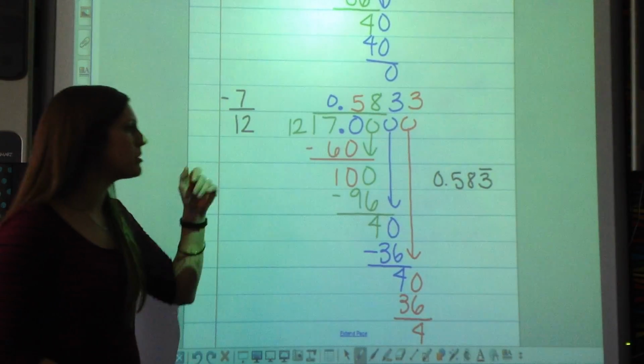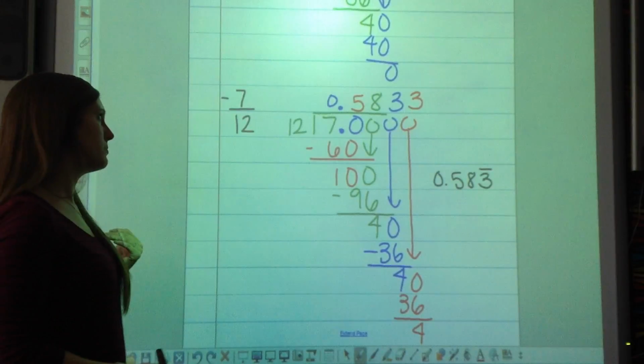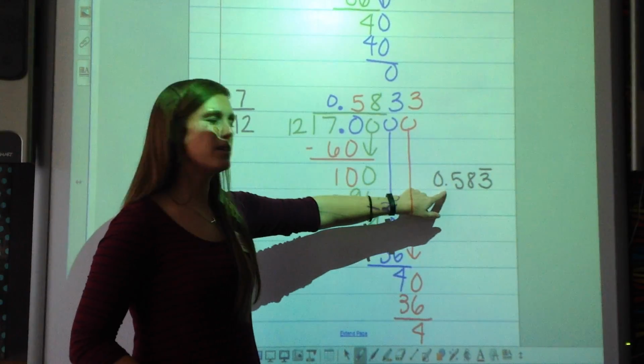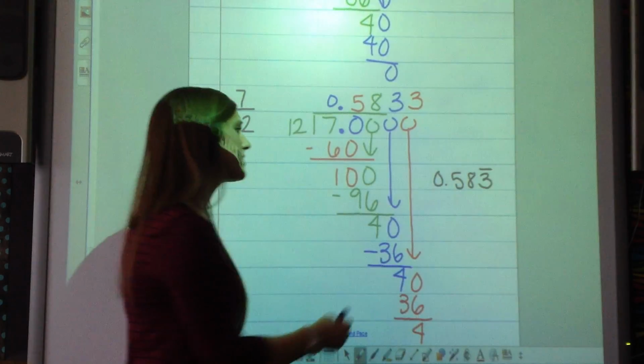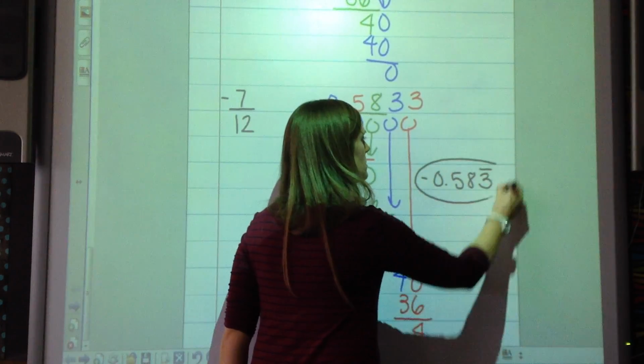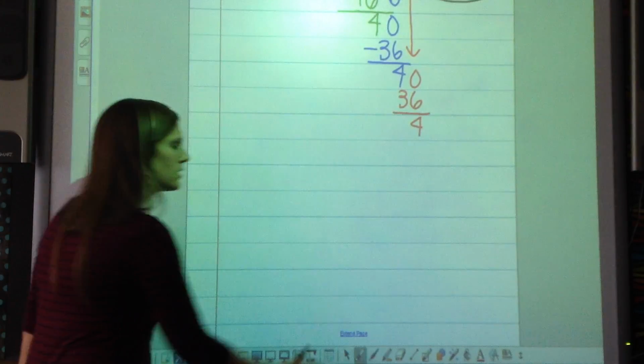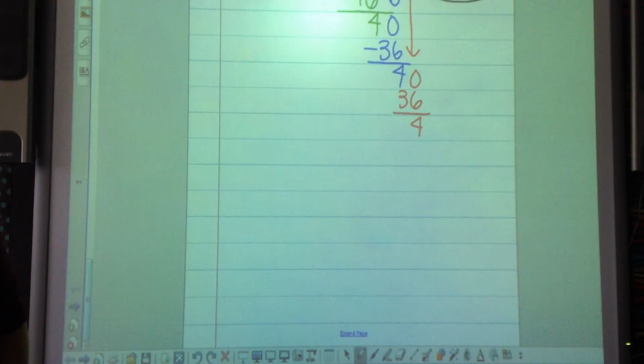Now, get in a good habit of always checking the original problem. Here I see that the original problem was negative. If I wrote this, I would have gotten it wrong because I forgot the negative. So this is my final answer. I have one more for you. I would like you to try.